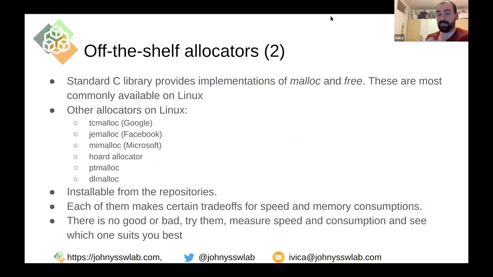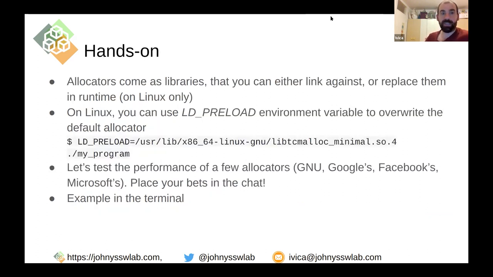Each of them makes certain trade-offs for speed, memory consumption, and locality of reference. There is no perfect or bad. You need to try them, measure the speed, and compare them and see which one suits you the best. Now, these allocators come as libraries that you can either link against or replace at runtime on Linux. In Linux, you can use the LD_PRELOAD environment variable to override the default allocators. You say LD_PRELOAD, and then you put the path to the allocator library, and then you run your program regularly. Now let's test the performance of a few allocators.